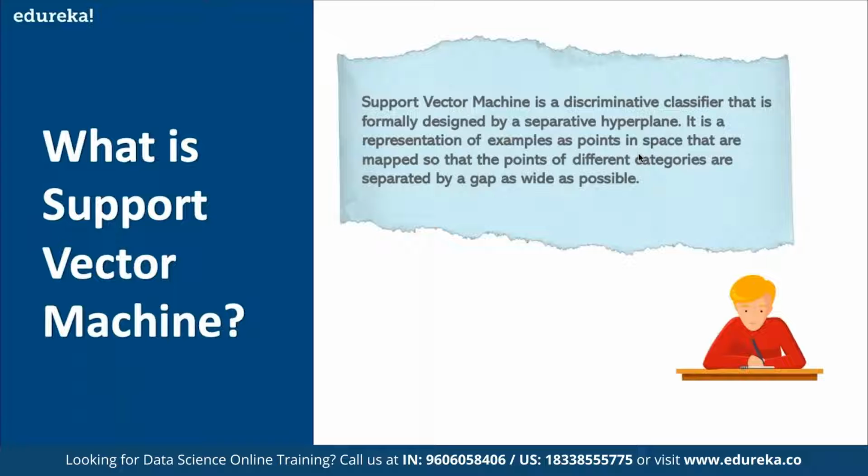As you can see here, it is a discriminative classifier that is formally defined by a separating hyperplane itself. SVM is implemented in a slightly different way than other machine learning algorithms. It is capable of performing classification, regression, and outlier detection as well. Here we can have multiple data points mapped so that the points of different categories are separated by a gap. In addition, SVM can also perform non-linear classification.